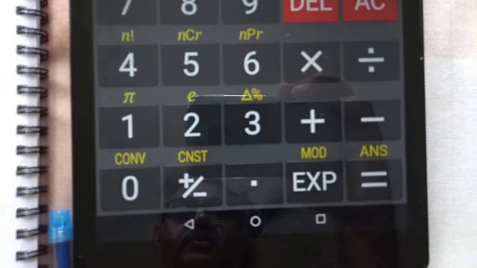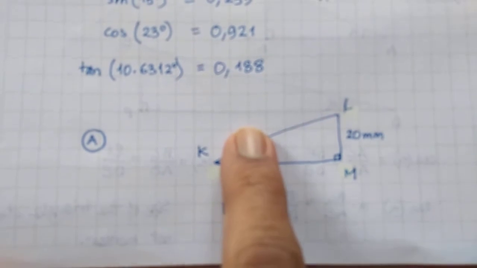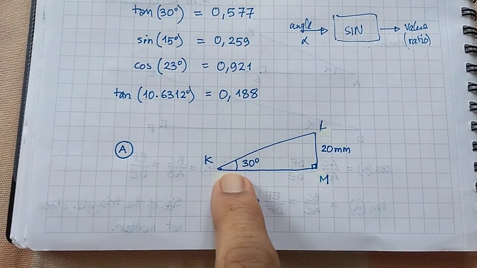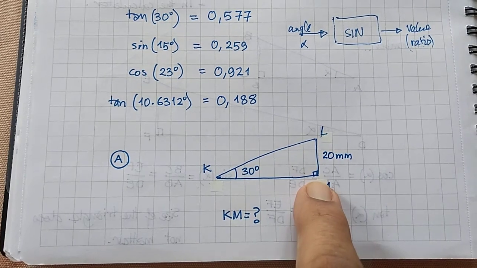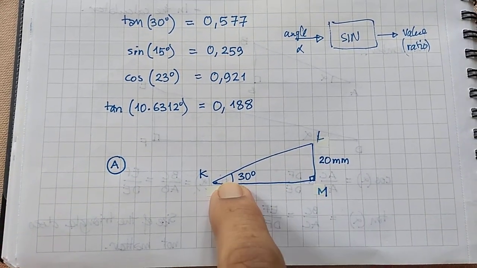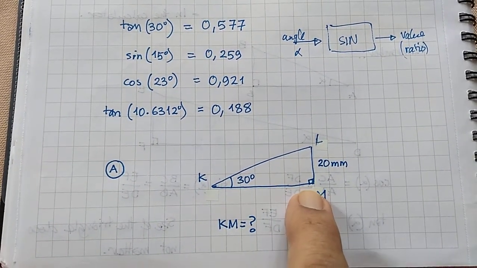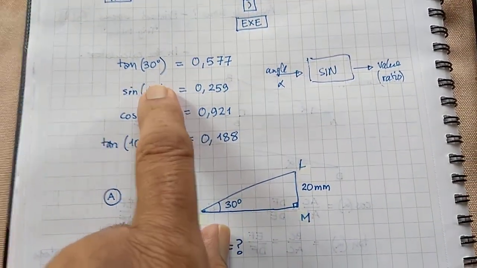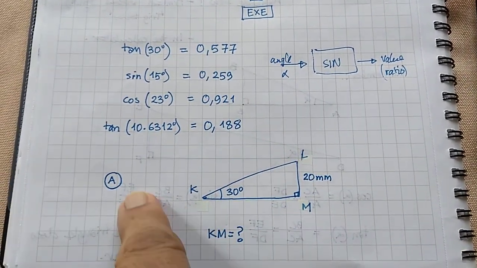Right. So now, just to make sure that you watched the video, I will give you some very simple exercises. This is exercise A, where this is 30 degrees, this is 20 millimeters. Can you find out km? Calculate. You don't have to draw it. You can use tan 30 is equal to 0.577. This is the first question.